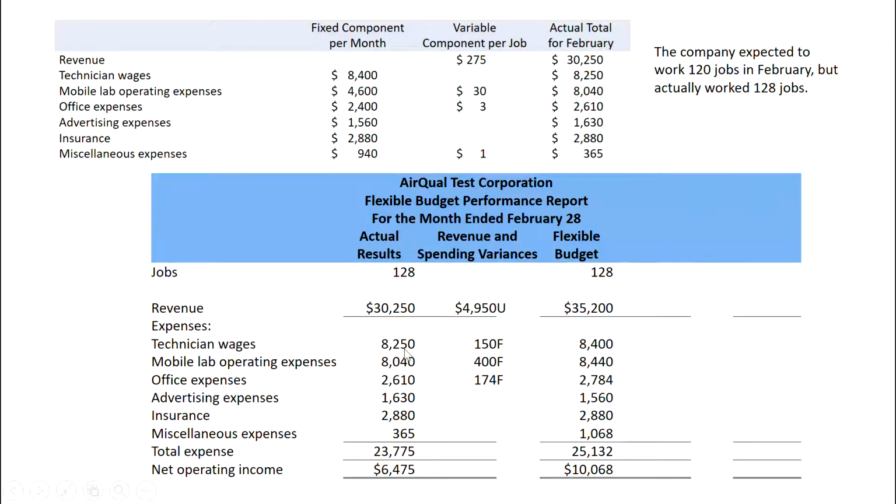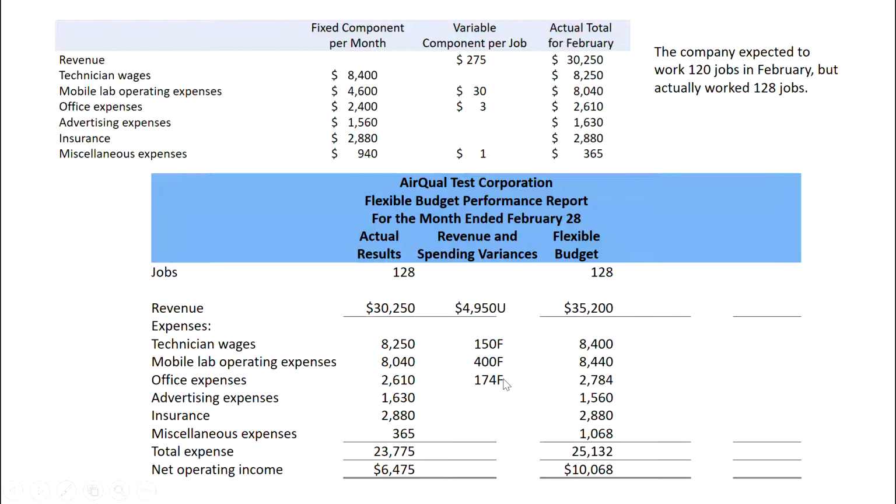Well, how is that true? Because it's a good thing when we have less expenses compared to our flexible budget. That's actually a good thing, so that would be favorable. So keep in mind the rules flip around here. When revenue was less than what we thought it should be, it was bad. But on the other hand, when expenses are less than what we thought they were going to be, it's a good thing, so it's going to be favorable.